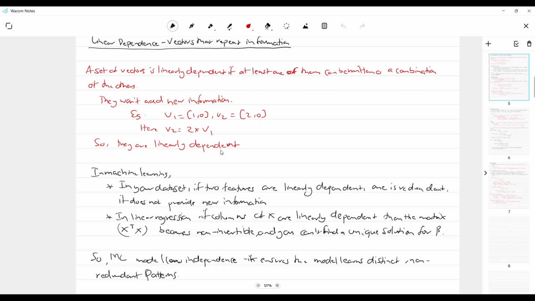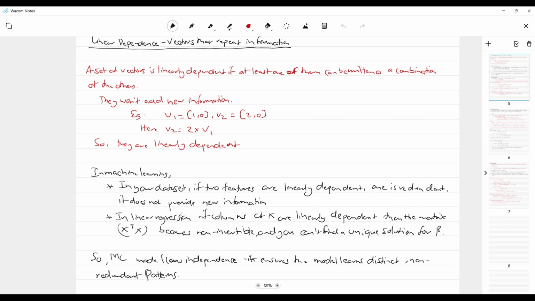If we talk about the geometric meaning, in 2D, two independent vectors span the full plane. Dependent vectors lie on the same line. While in 3D, three independent vectors span the entire space, while dependent vectors lie in a plane or a line. To summarize, independence provides full coverage of space while dependence collapses into a smaller space.